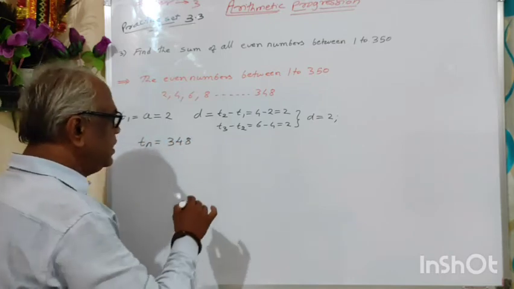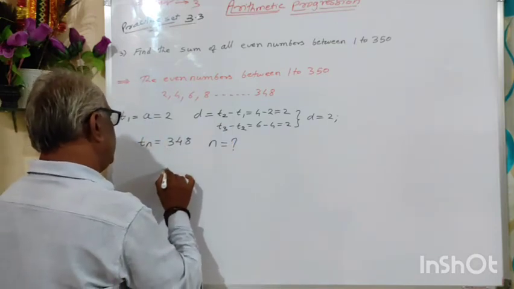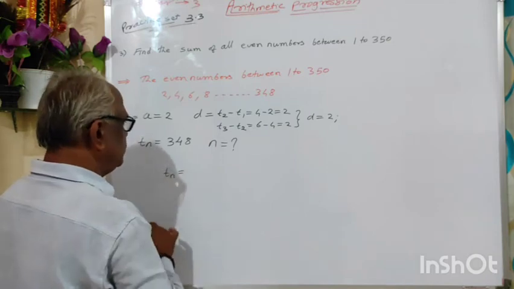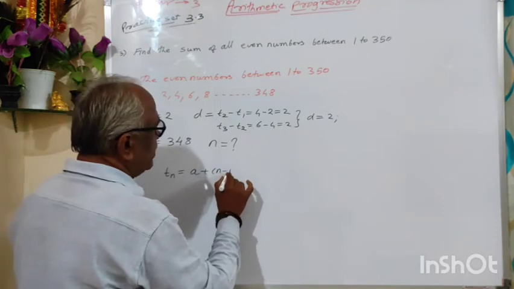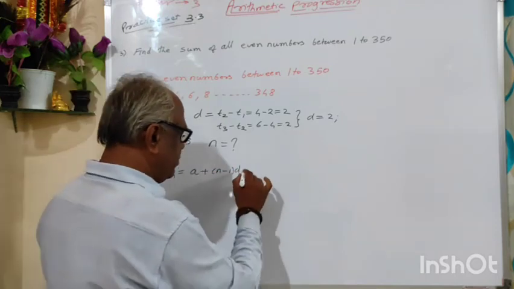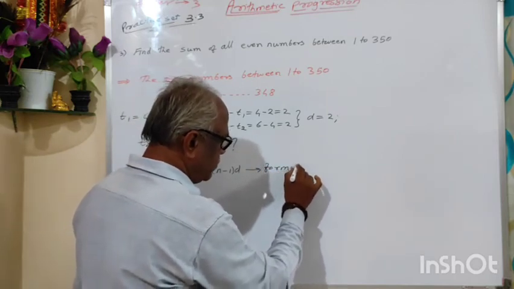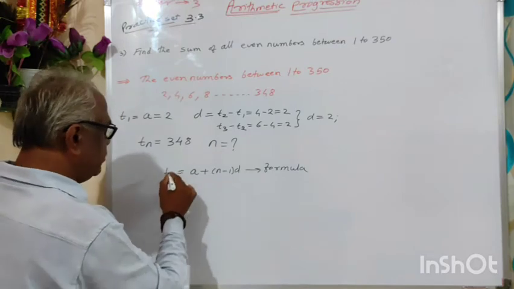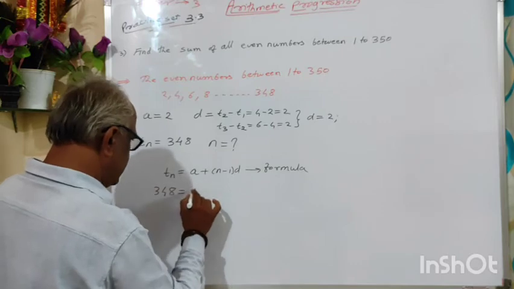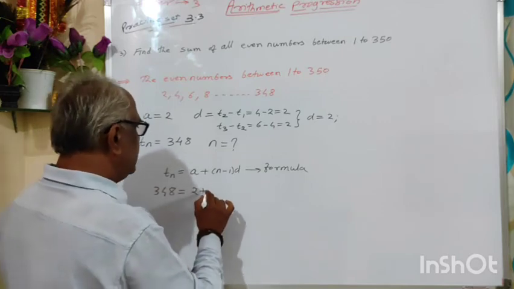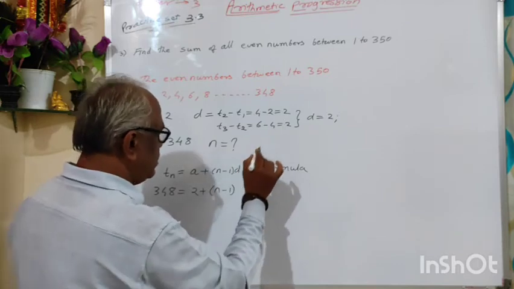348. The n here is not given, that n you are going to find. So for that there is a formula: Tn is equal to A plus in bracket n minus 1 into D. This is the formula to find n. Now you can put in the values. Tn is 348, which is equal to A is 2 plus n, that we don't know, minus 1 into D is 2.